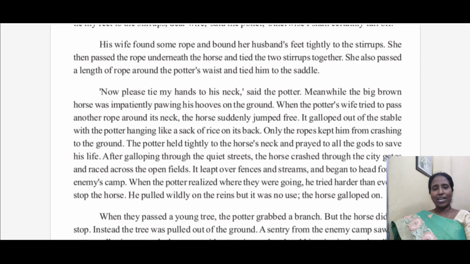She then passed the rope underneath the horse and tied the two stirrups together. Again she passed one more round onto the horse. She made a full grip for the horse and the potter. She also passed a length of rope around the potter's waist and tied him to the saddle. She made such a tight knot that the potter got fixed to the horse. Now the full body is fixed, only the hands are not fixed to the horse. So the potter said, now tie my hands to his neck.